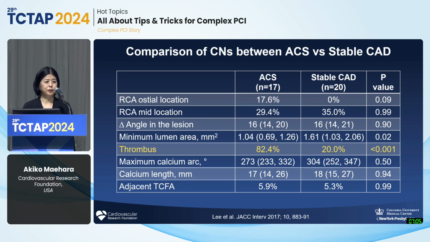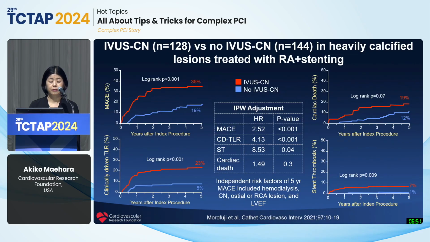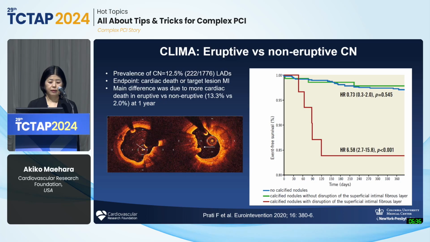Among the calcified nodules, if you compare the ACS patient versus the stable patient, the calcified nodule in the ACS patient is more likely to have thrombus together. That's most likely indicating the eruptive type of calcified nodule. If we include all severe calcified lesions which require the rotablator, with and without calcified nodule differentiates very different future outcome. If we don't treat the calcified nodule, because it is non-significant, the eruptive calcified nodule had worse outcome compared to this type of protruding calcium.